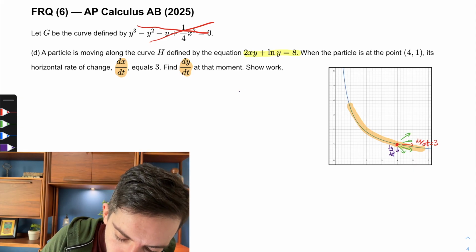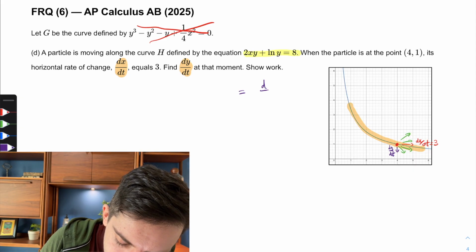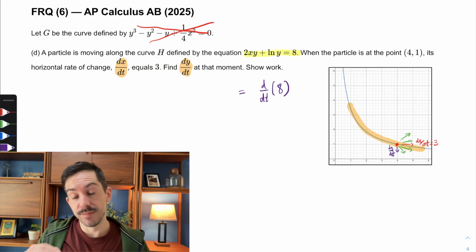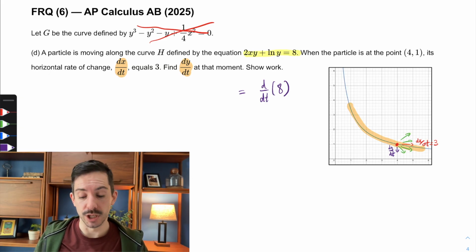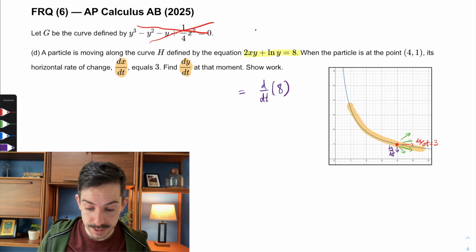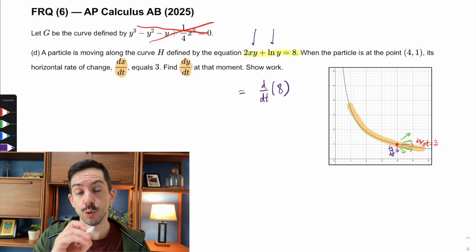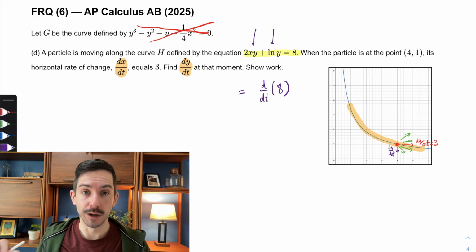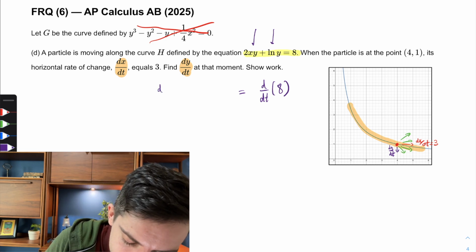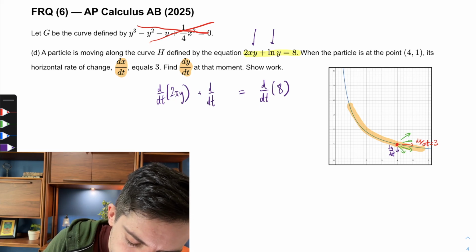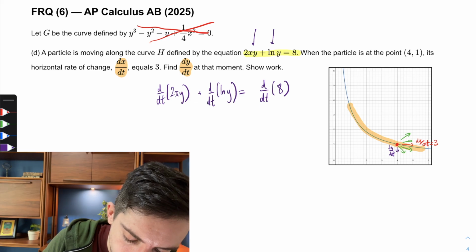I'm going to take a little extra step here and say, I'm going to differentiate both sides with respect to time. That right-hand side is a constant. 8 isn't changing in time, so that's going to be 0. That is nice. Again, for that left-hand side of the equation, because it's two terms added together, I can take each term in turn. So I'm going to do d/dt of 2xy plus d/dt of ln y.